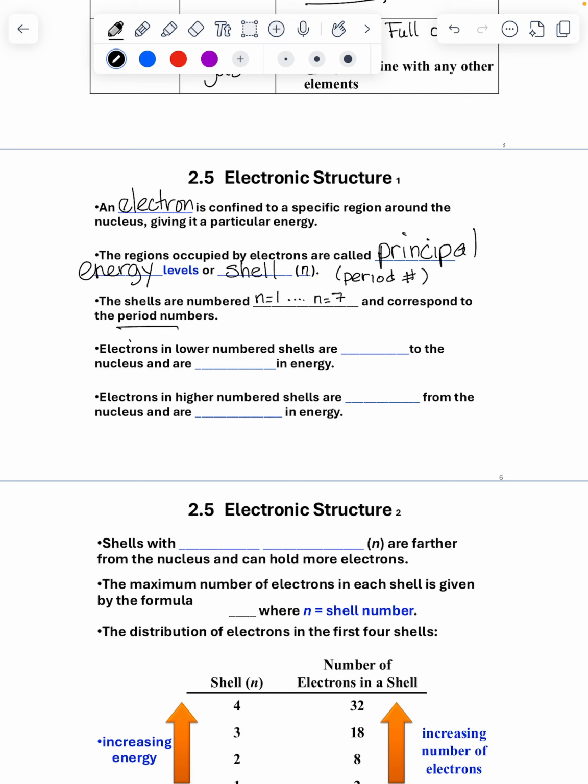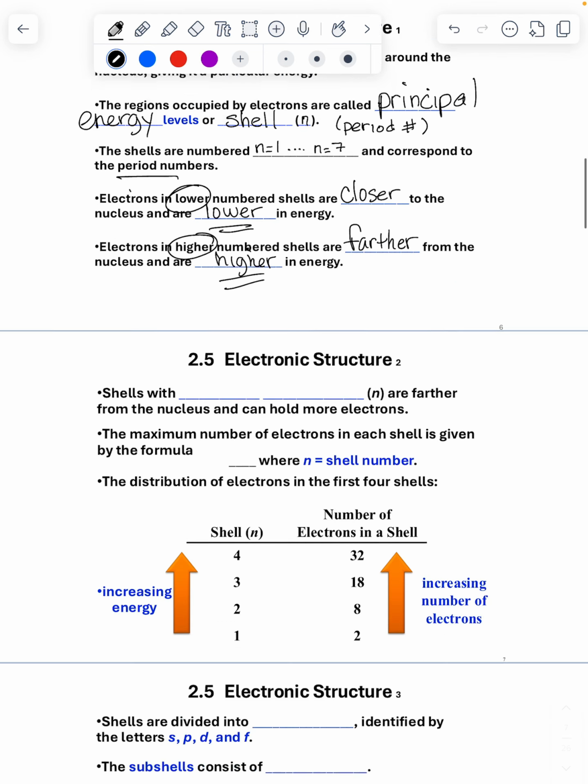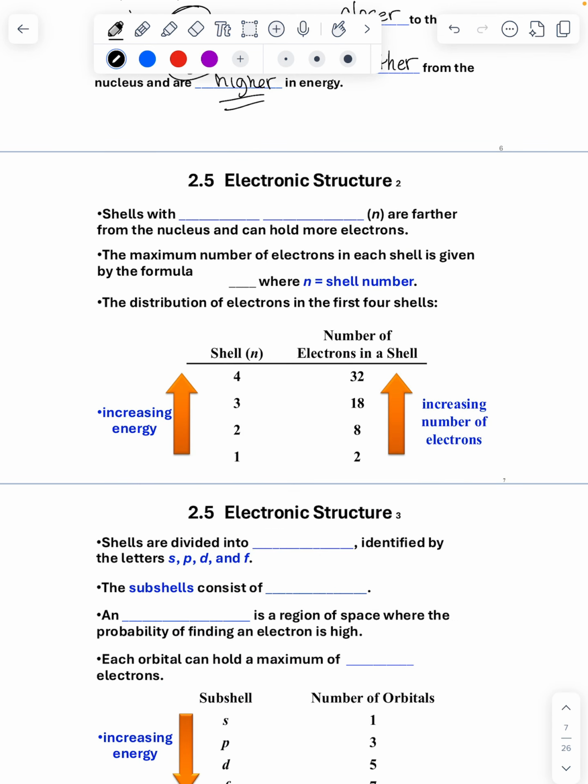Electrons in lower number shells are closer to the nucleus, and they have a lower energy. So lower number has lower energy. Higher numbers are farther from the nucleus, and they have a higher energy. So higher number, higher energy. Lower number, lower energy. All right, so we know what the energy levels are.